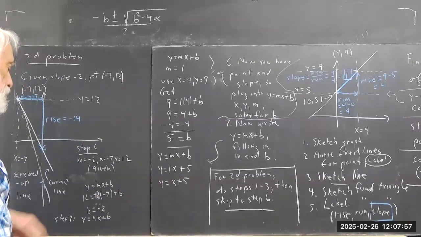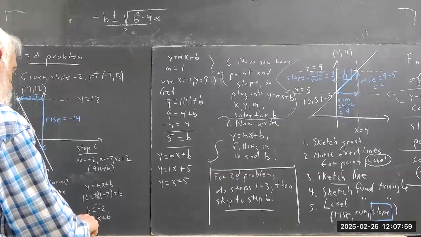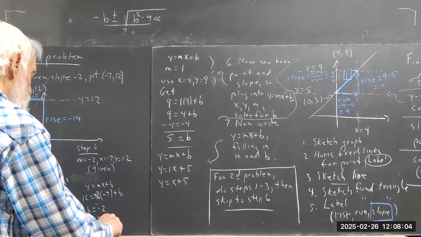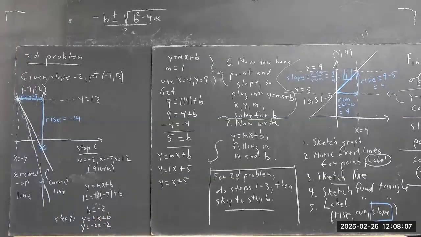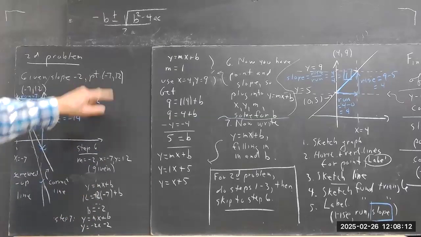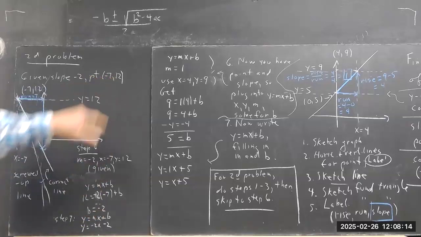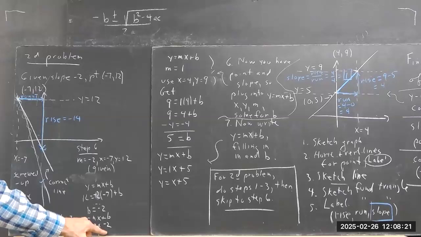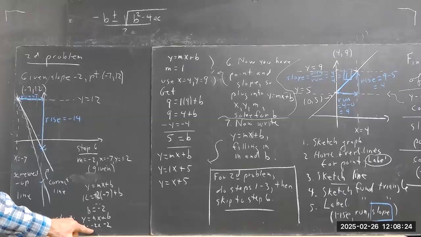Got y equals mx plus b. Now we know b and we know m. Okay. And then there's always the check step. If we plug in -7 for x and 12 for y, we get 12 equals -2 times -7 minus 2. -2 times -7 is 14. 14 minus 2 is 12. Now that's a step you always want to do so you know whether you got it right or not.